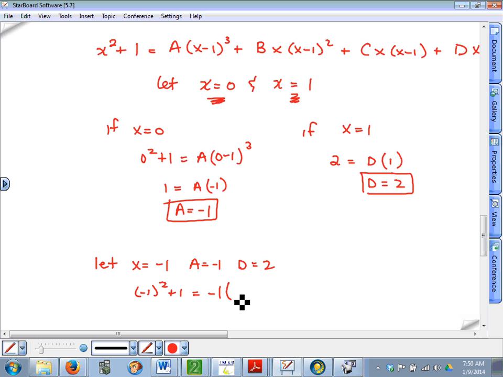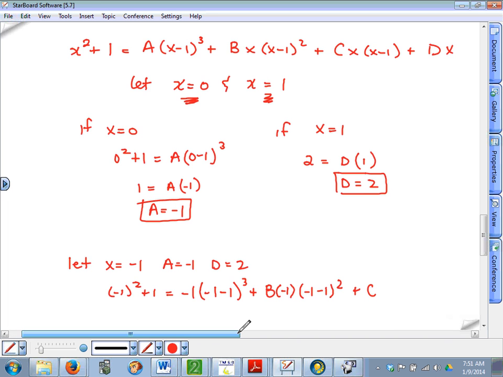So this is -1 times the quantity x minus 1, but what did we allow x to be? X is -1, so this is -1 minus 1 to the third power. Plus b, we don't know b, so it stays as b, but the value we chose for x for this particular one is -1. And we're letting x equal -1 as well. We also don't know c.